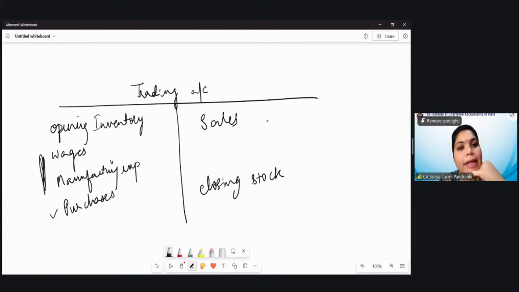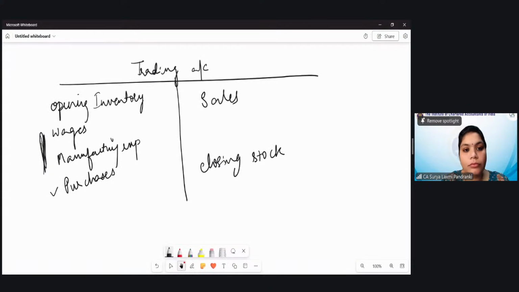Now, can we include selling and distribution expenses on your debit side here? Can we include them? No, it is definitely a no, because selling and distribution expenses come under your P&L account. Those are incurred for selling the goods, which will not come under the trading account. It will come under your P&L account.